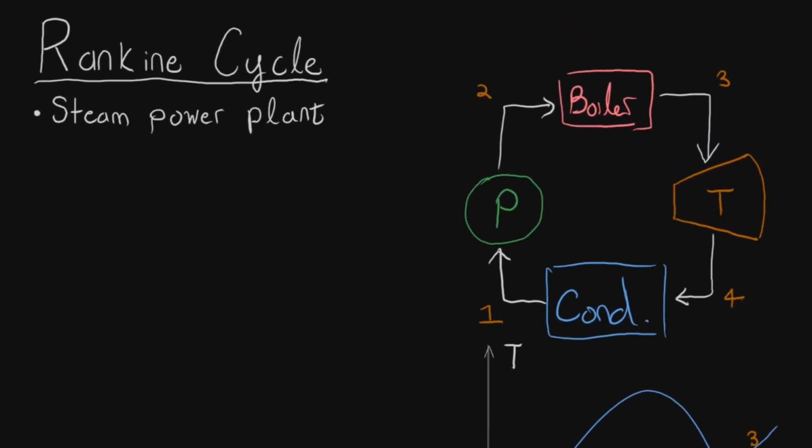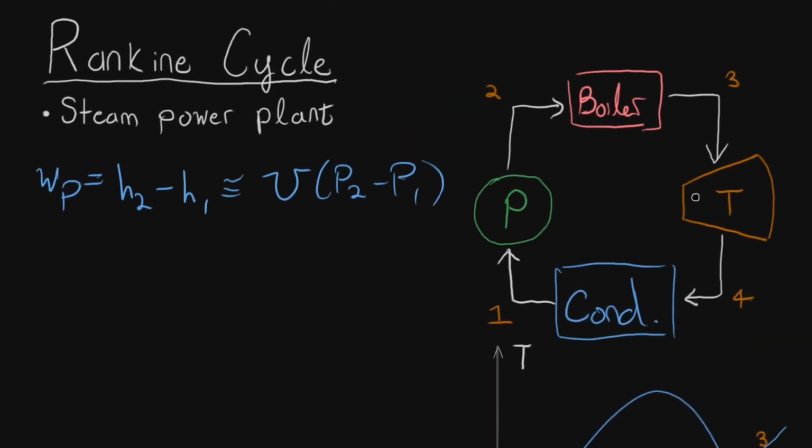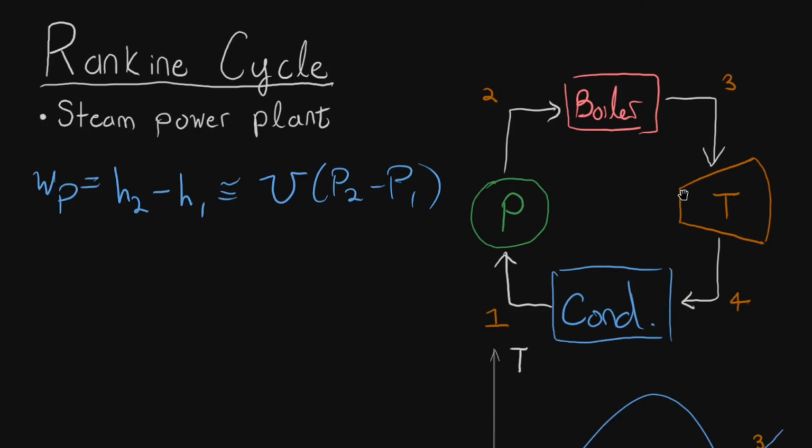So, let's try a couple of equations here. The work input into the pump is going to be the enthalpy at state 2 minus state 1. This is our energy balance, basically, which would be approximately the same as specific volume times P2 minus P1. Remember that because we're looking at basically saturated liquid and condensed, it's all liquid, which means we can assume that it's approximately incompressible, which means it almost has a constant specific volume.